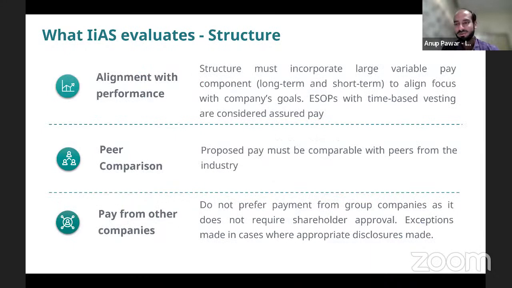I could speak for 3 hours on remuneration, but I don't want to. I want to condense it into 10 minutes. So what we broadly look at is alignment with performance, pay versus performance.